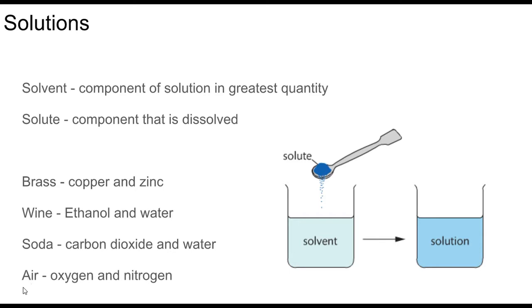Notice that the common example is going to be a solid and a liquid. We can also have other solutions. We can have a metal-metal solution, such as brass. We can have a liquid-liquid solution, such as wine. We can have a gas-liquid solution, and we can also have a gas-gas solution. So different phases or states of matter.